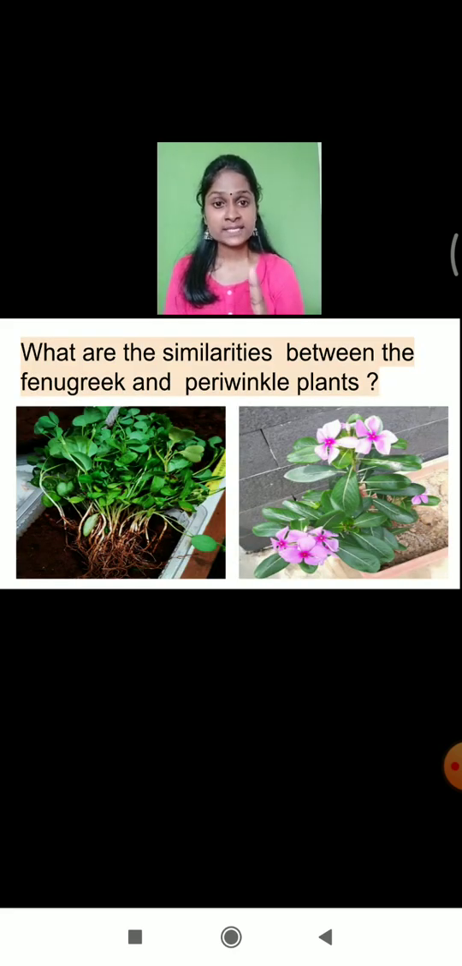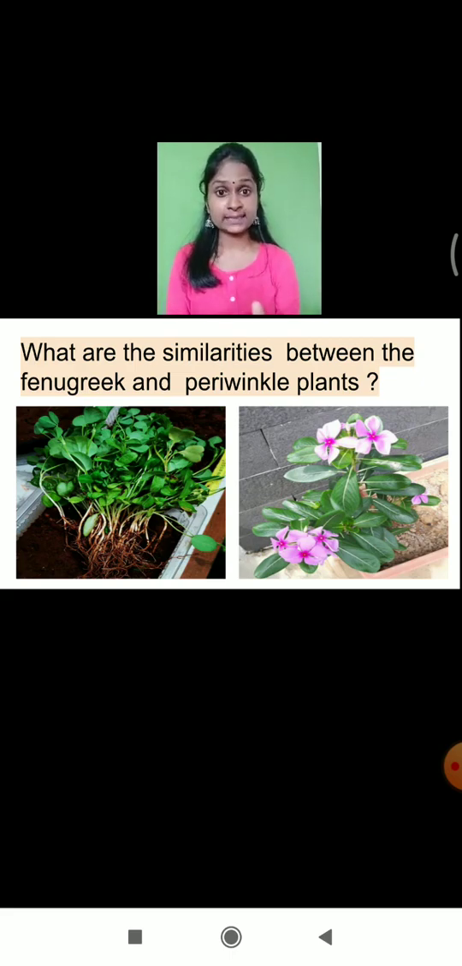Now see this picture, students. What is the similarity between the fenugreek and the periwinkle plant which you can see here? Fenugreek means methi, the leafy vegetable which we consume on a daily basis, right? So the alternative name for methi is fenugreek. Okay, so what is the similarity between the fenugreek and the periwinkle plant? This periwinkle plant is very commonly found in everybody's balcony also. Am I right? So what is the similarity which you see in them?